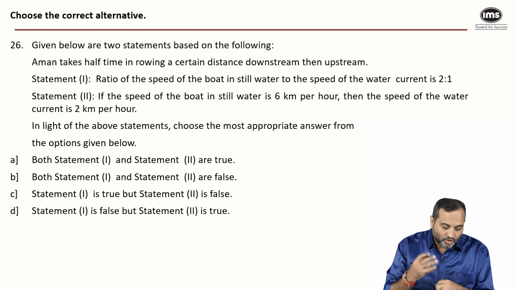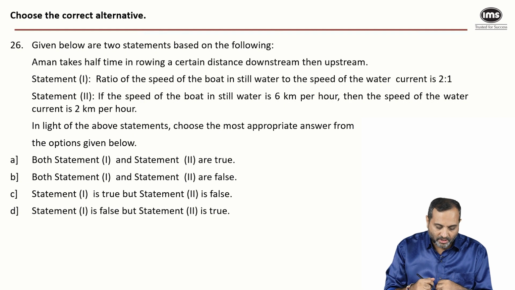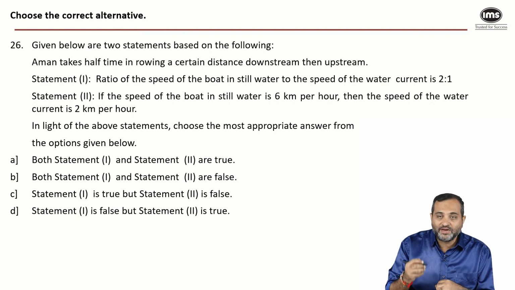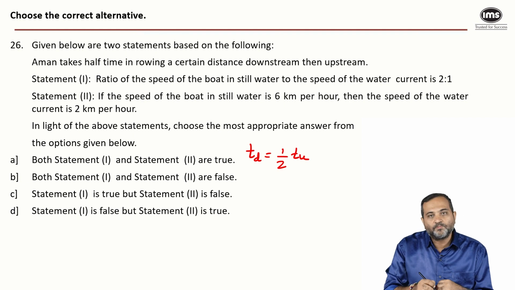Once again, there is a question based on two statements. So let's read the first statement. Ratio of speed of boat in still water to speed of water current is 2:1. So let's check. There is one data which is given. Aman takes half time in rowing a distance downstream than upstream. So time taken downstream is half of time taken upstream.